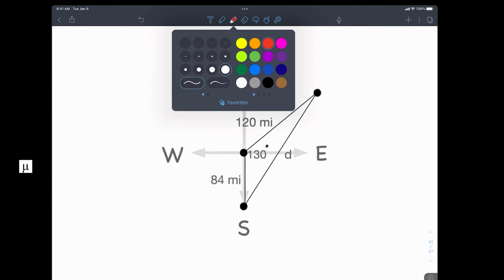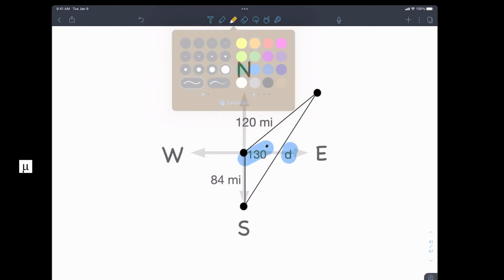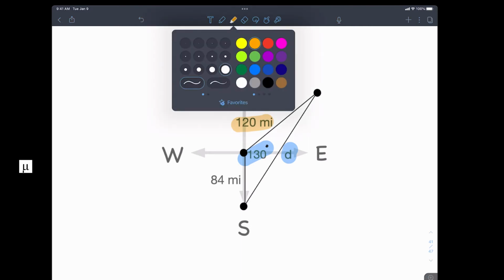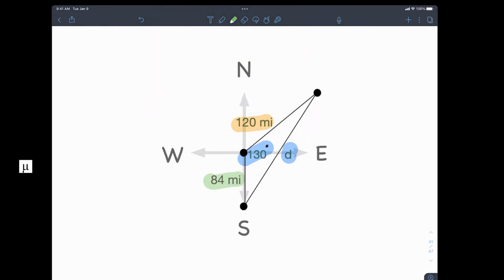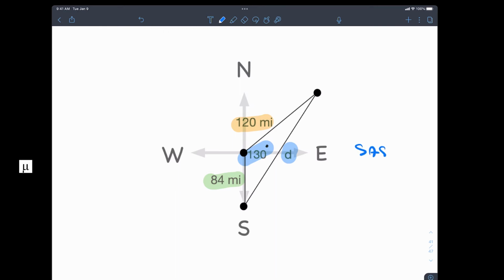So here you go. You got D, you got 130, and then you have the 120 and the 84, and you're now in the law of cosines mode for the side angle side situation.